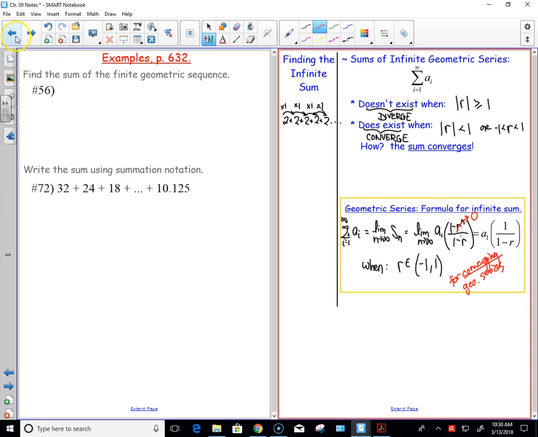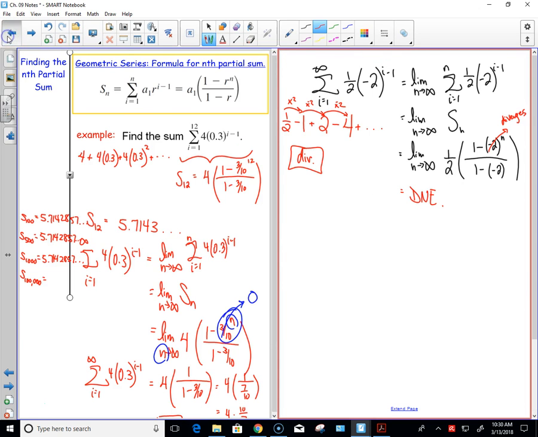Dual page. Oh, did you? What is it? 517? Oh, 714.